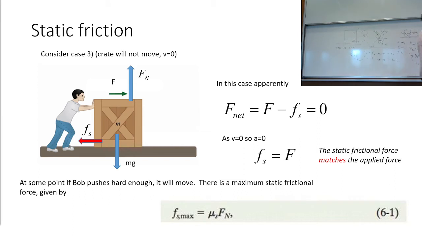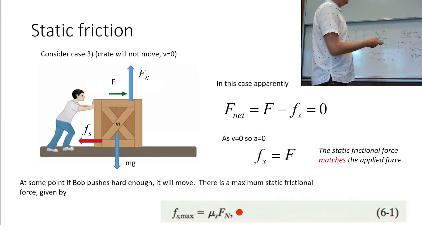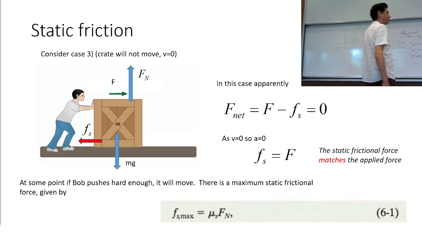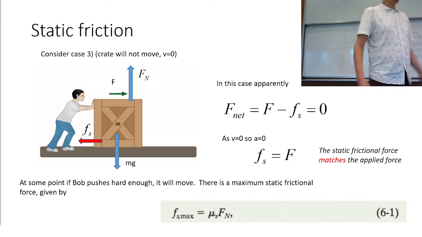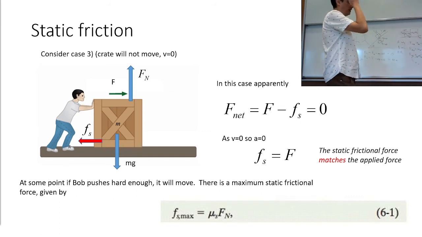So it basically has this kind of relation. This mu, you basically just have to be given that. So often in problem-solving questions, you're just given the coefficient, and then you simply multiply that by the normal force.